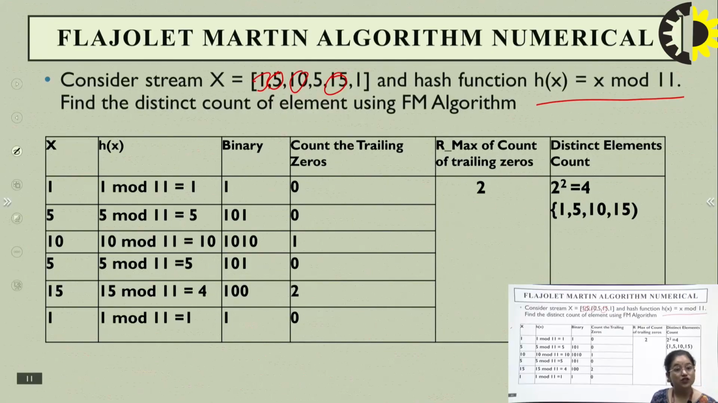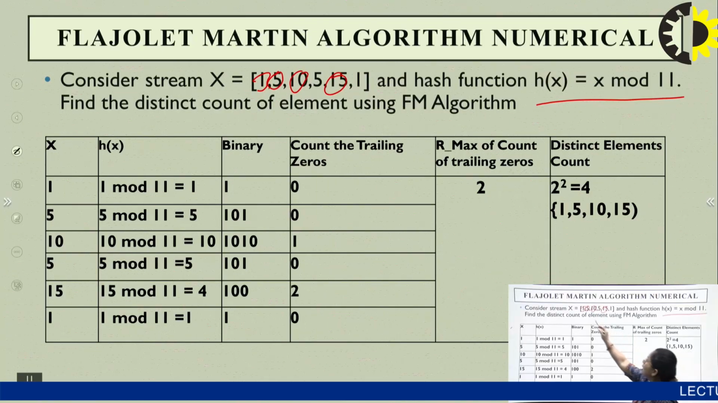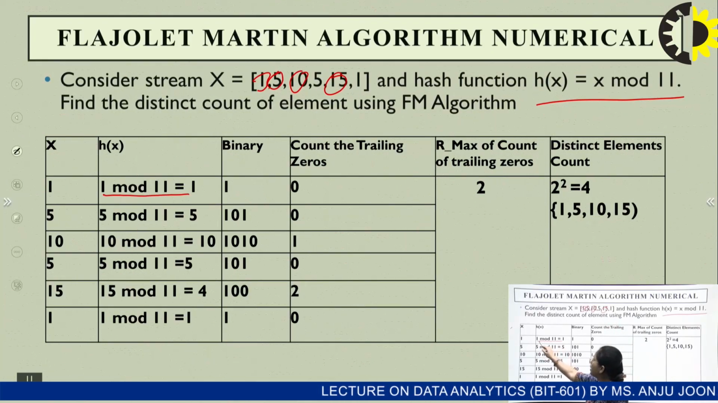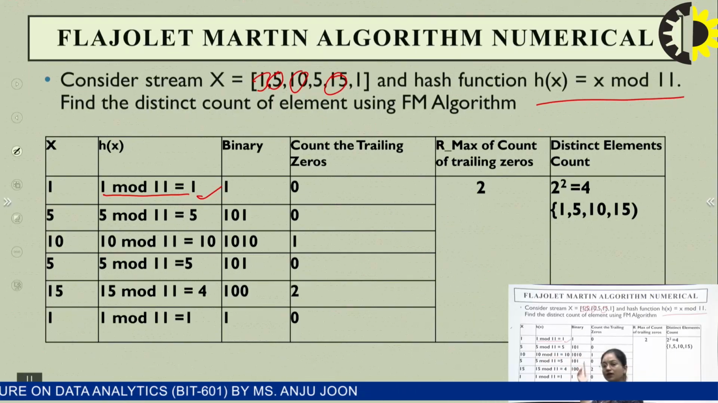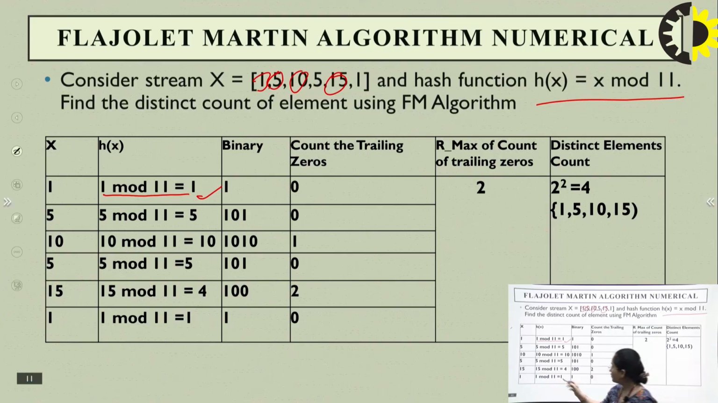So the first step will be, we will apply the hash function to each element in the stream: 1, 5, 10, 5, 15 and 1. When we apply 1 mod 11, the answer will be 1. Now for the next element, 5 mod 11 will be 5. 10 mod 11 will be 10. 5 mod 11 will be 5. 15 mod 11 will give you 4, right?